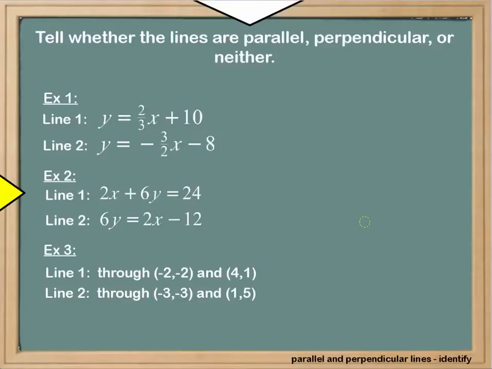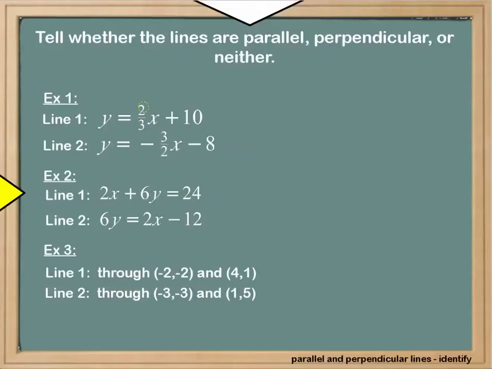In example 1, we're given two lines that are in slope-intercept form. Line 1 is the equation y equals 2/3 x plus 10. Line 2 is the equation y equals negative 3/2 x minus 8. We need to determine if these are parallel, meaning they have the same slope, perpendicular, meaning they have opposite reciprocal slopes, or neither. Because these are both in slope-intercept form, it's very nice to identify the slope.